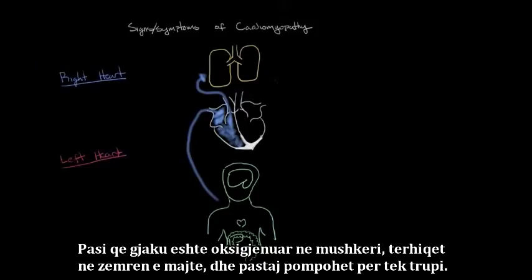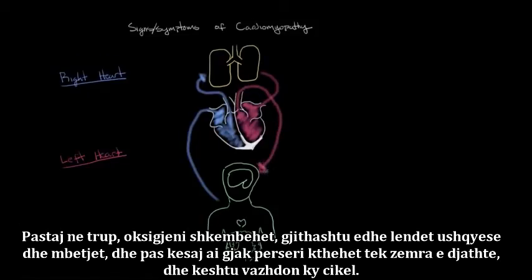And after blood is oxygenated in the lungs, it's drawn into the left heart and then pumped out to the body. And then in the body, oxygen is exchanged as well as nutrients and waste, and then that blood is sent back to the right heart, and it just keeps going in a circle like that.